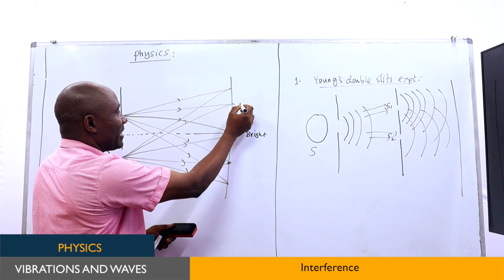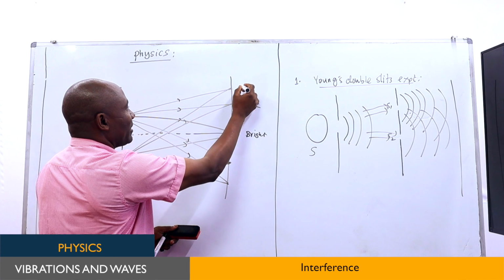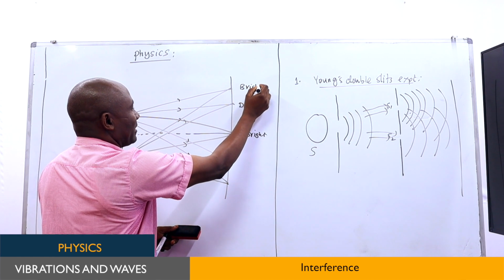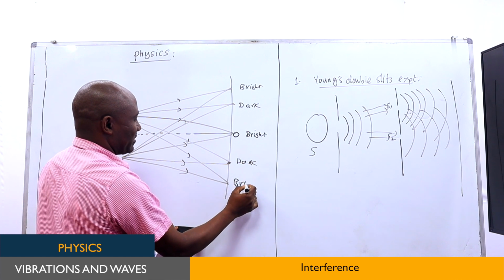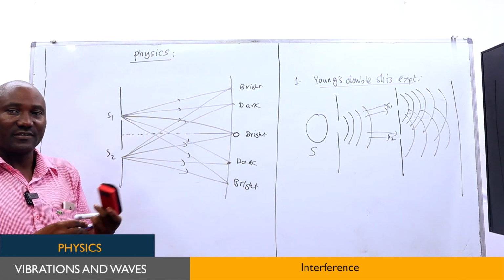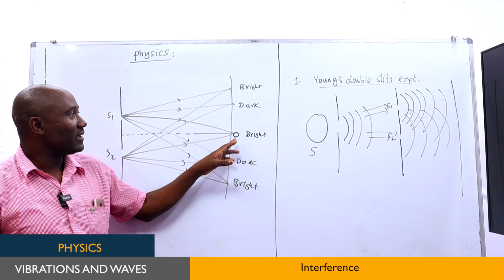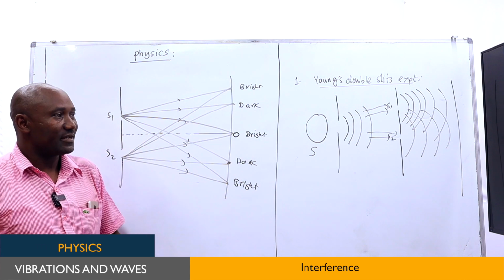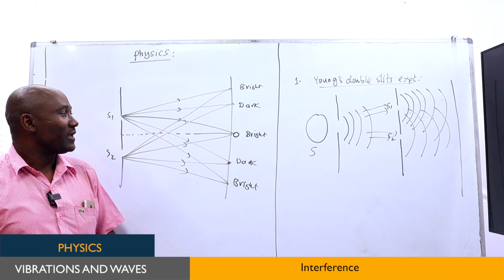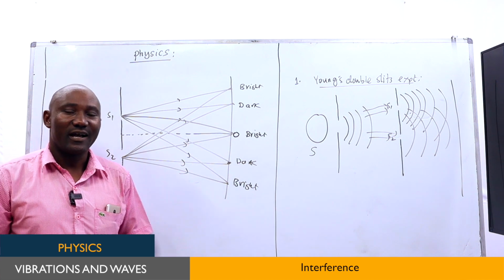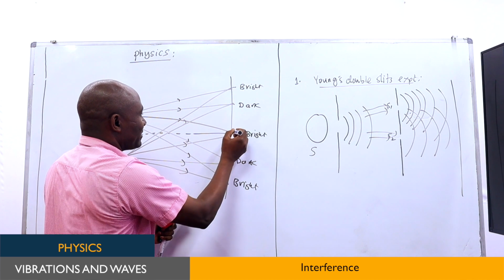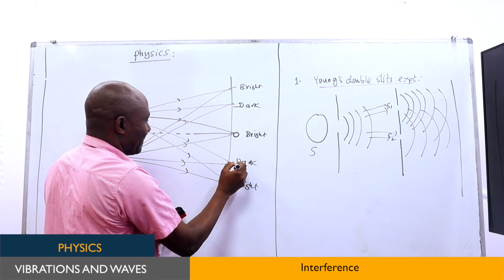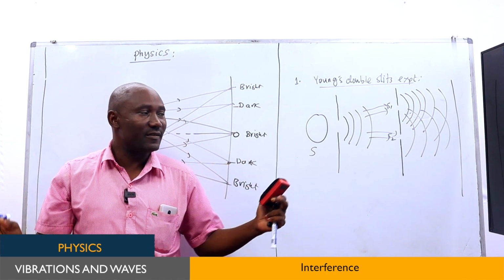And then from here we have the dark, and then you have bright, and then you have dark, and then you have bright. So there is a series of dark and bright fringes on the screen, according to Young's experiment. And those fringes are equally spaced. It means the distance from one fringe to the next is the same. The width, the fringe width.